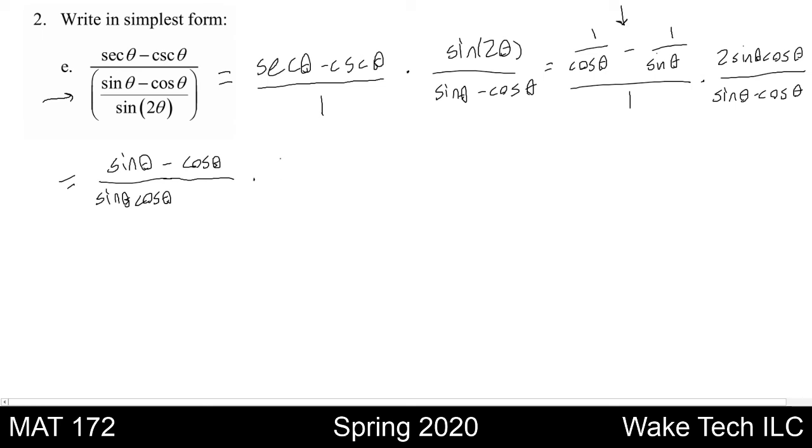The second fraction I will leave the same. 2 sine theta cosine theta divided by sine theta minus cosine theta.